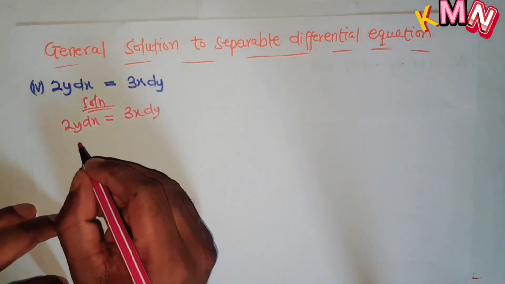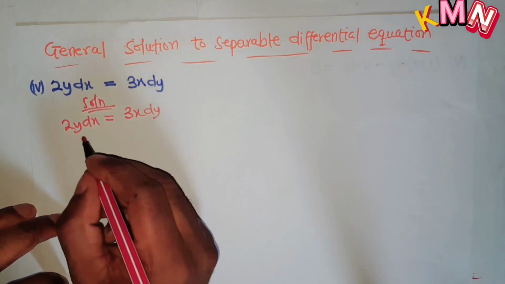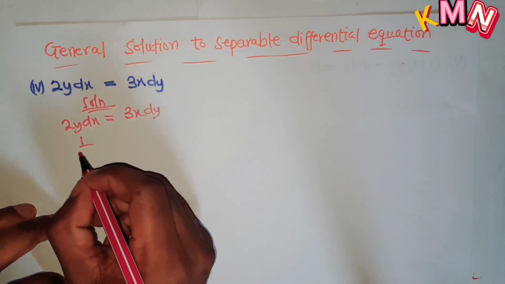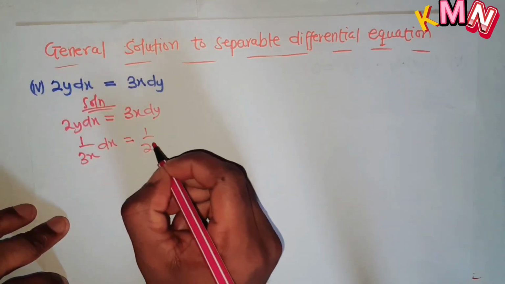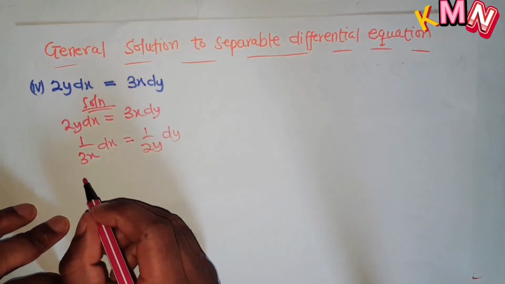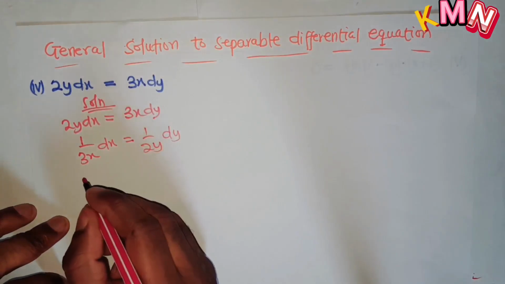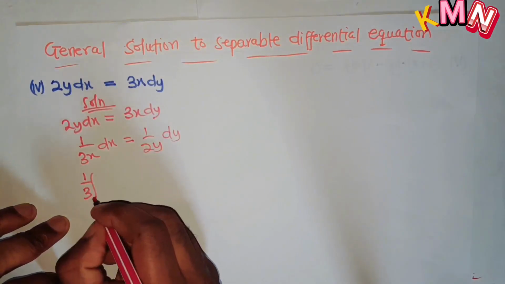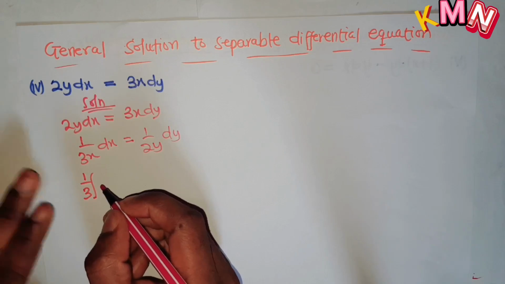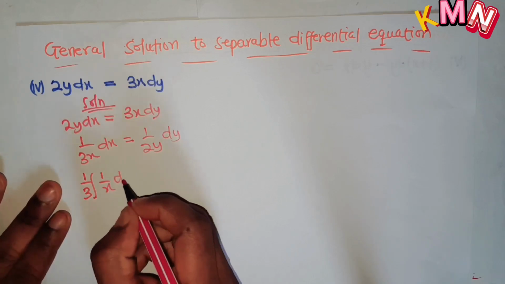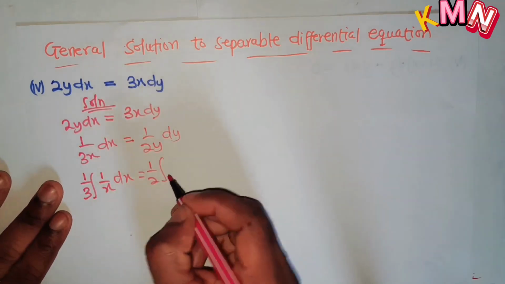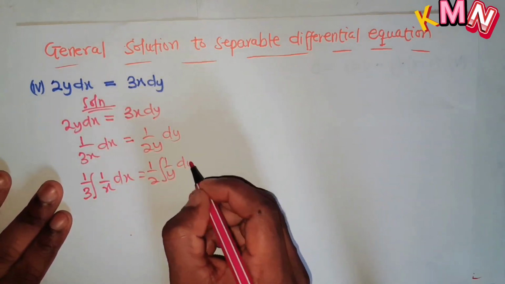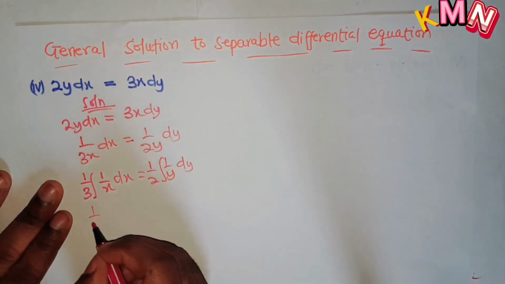In solving, we need to divide both sides by this so that we can go. So we're going to get 1 on 3x dx equals 1 on 2y dy. So integrating, we're going to get 1 on 3 integral, I just brought the other one out, 1 on x dx equals, when we factor 1 on 2, integral of 1 on y dy. So now let's integrate.